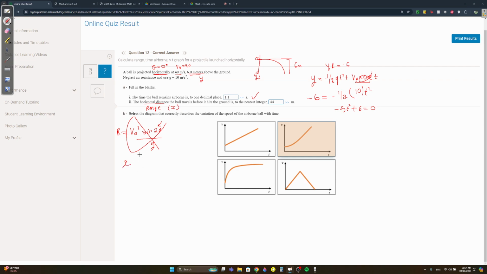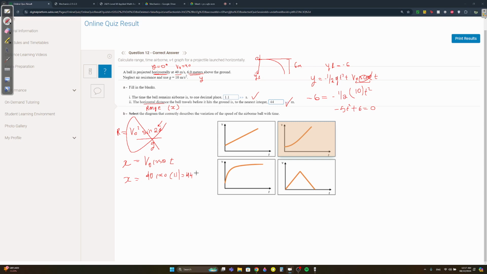Range means you're trying to find x. X is equal to v naught cosine theta t. Okay, this is a nice formula and it will work. You can say theta is 0, cosine 0 is 1, but sine 0 is 0. So it will work to use cosine but not sine. Okay, v naught is 40, it's given in the question up here. Cosine 0 times 1.1, and you get around 44 meters.